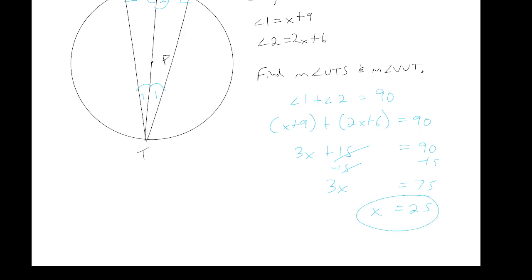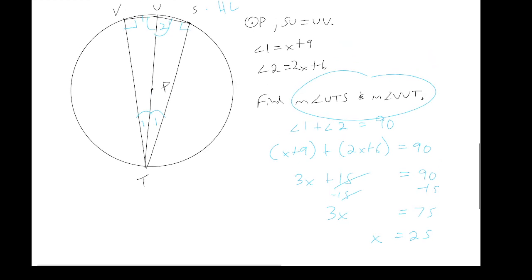All right? That's not what we're asked for, though. We want to find UTS and UTV. So we need to take these things. UTS, which is the same as angle 1. We're going to take this 25, and we're going to plug it in for angle 1. So angle 1 will equal 25 plus 9, which is 34, which is also equal to the measure of angle UTS.